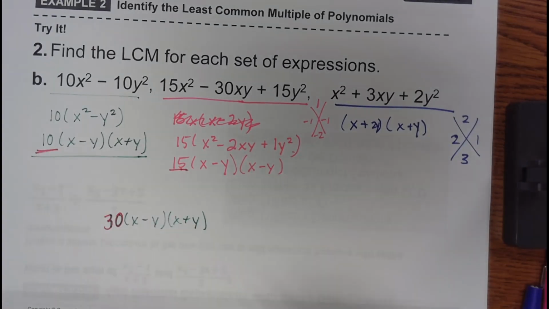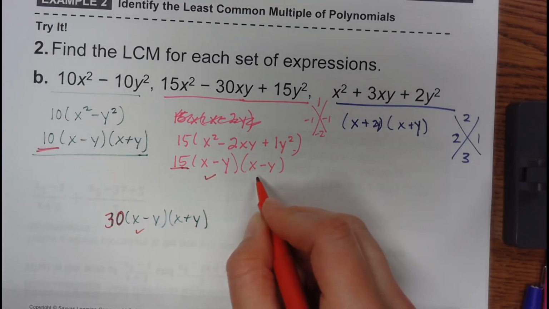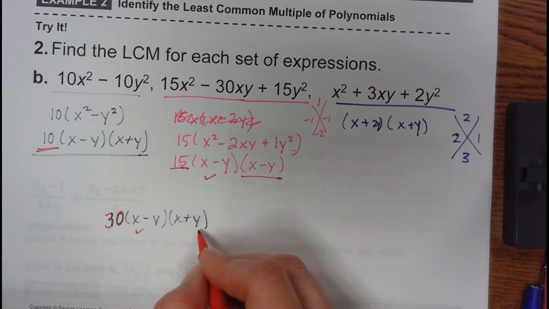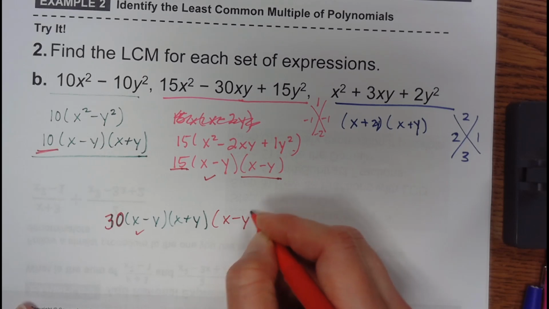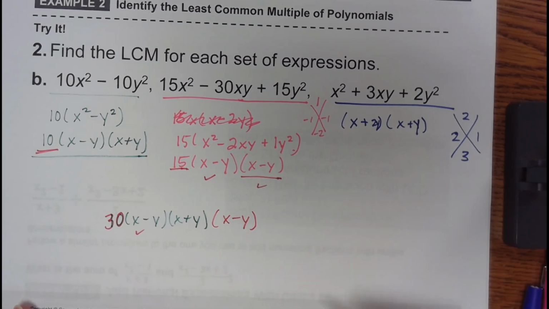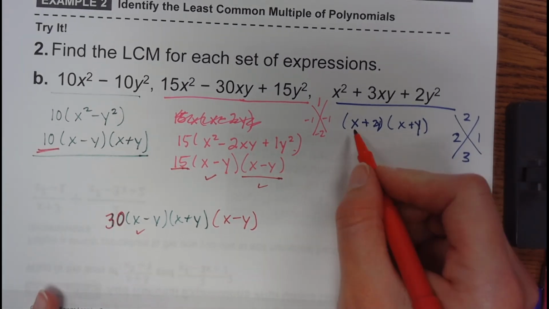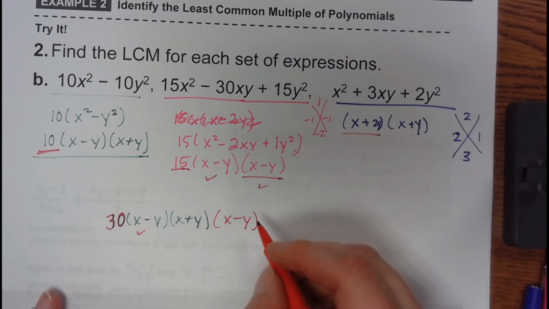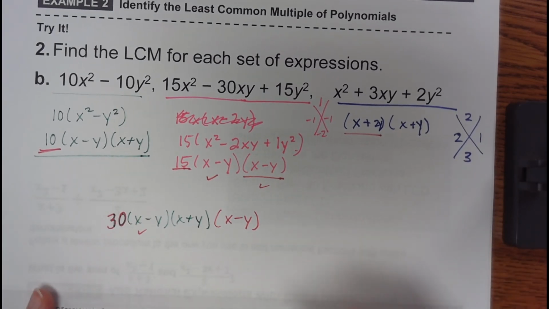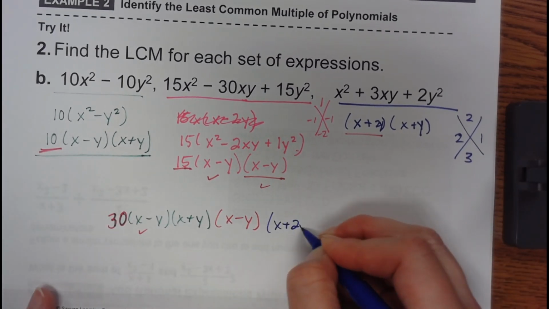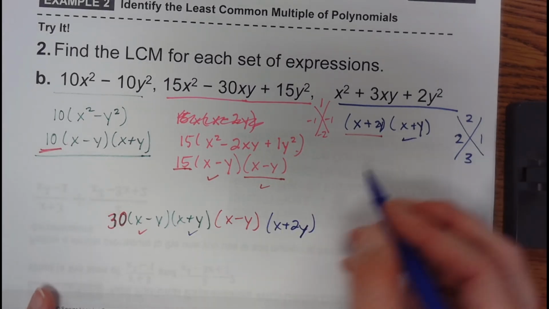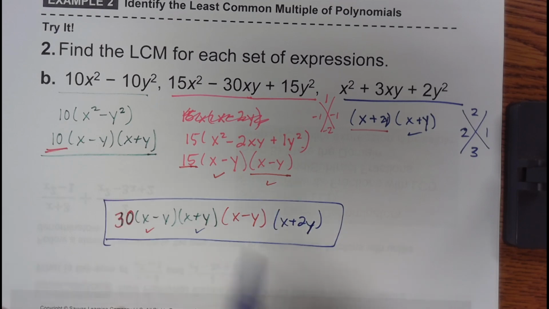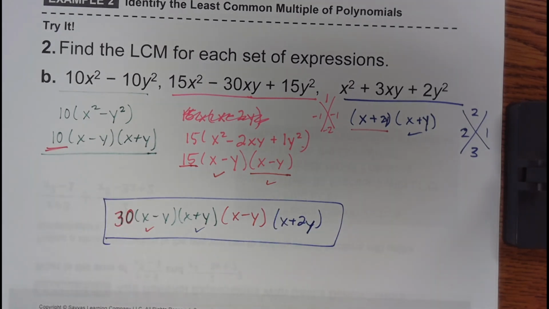Now we got the x minus y, check. I am missing a second. There are two of them, so I need to bring in a second one. Now over here we have an x plus 2y, not in here. So we're going to bring in the x plus 2y. The x plus y we already have, and so there is your answer.